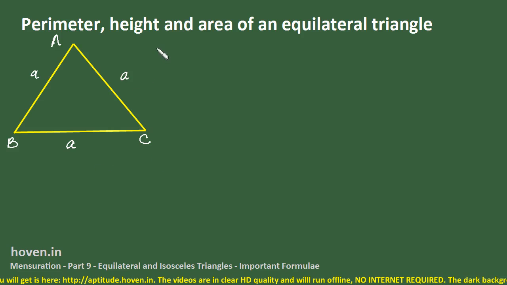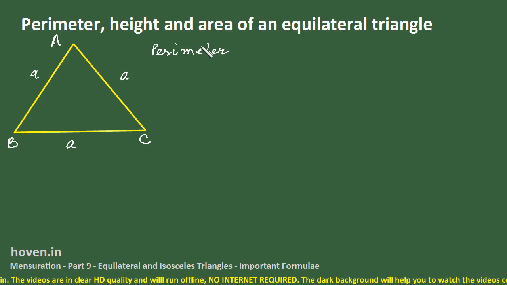Let us first of all write the formula for the perimeter of an equilateral triangle. The perimeter of an equilateral triangle will be equal to the sum of the sides of the triangle. It has three sides and all the sides are equal to A, so the perimeter will be equal to 3A. We can similarly write a formula for the height of the equilateral triangle.